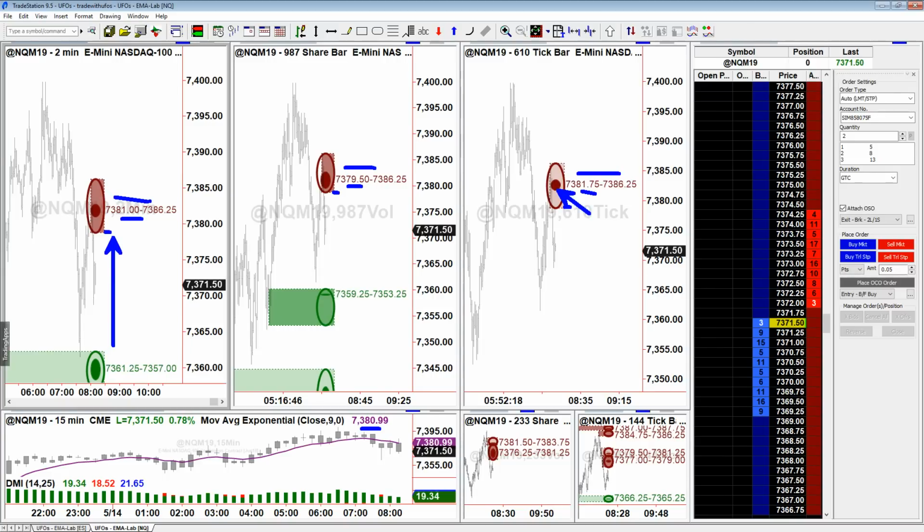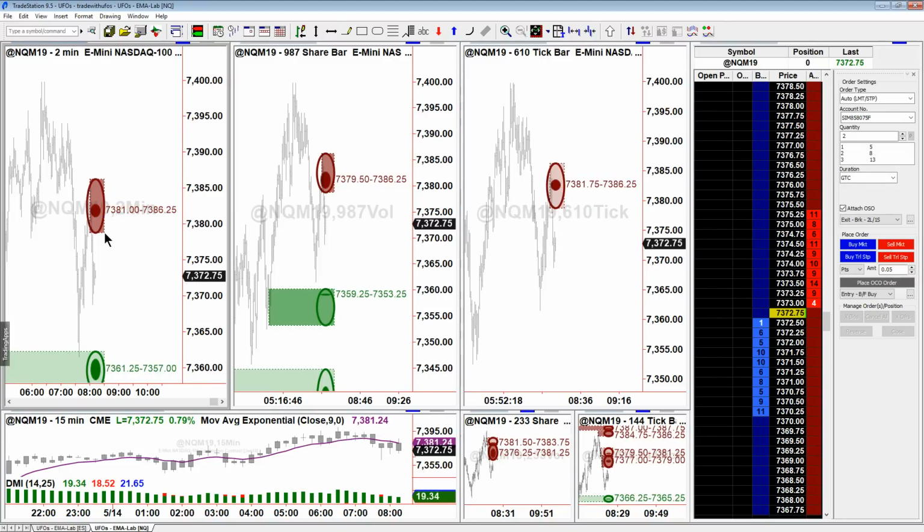Well, I don't mean the midpoint as a mathematical calculation. I mean whatever UFO was in between those three values. Therefore, I'm going to set my entry at 81. So let's plan the entry first.